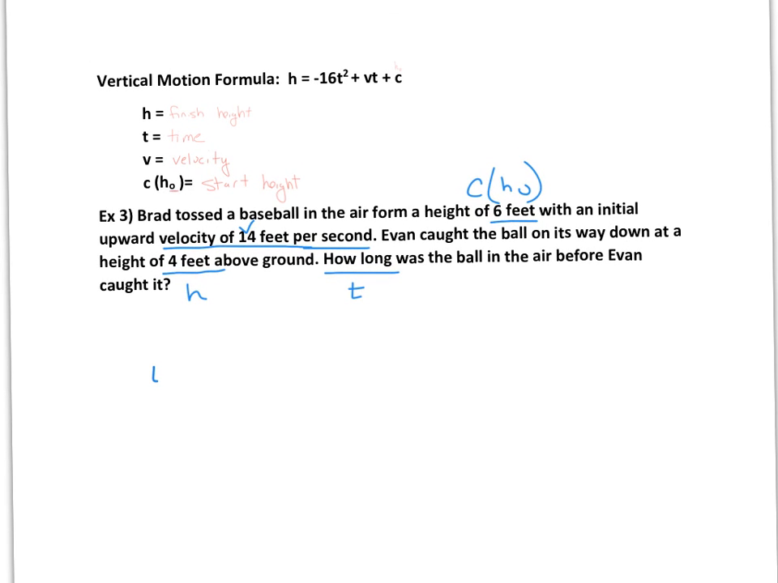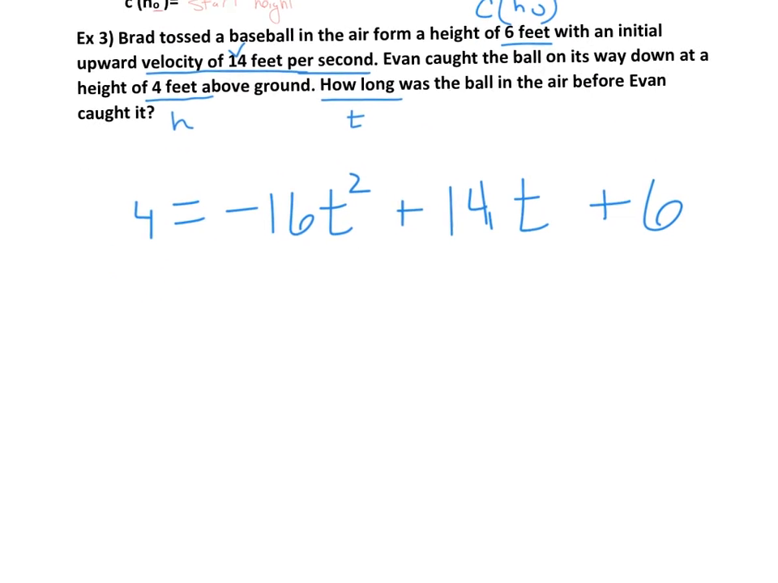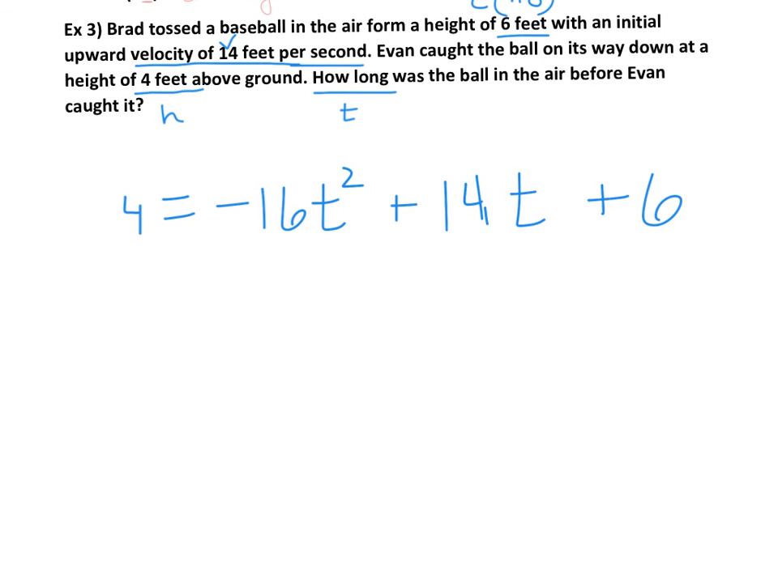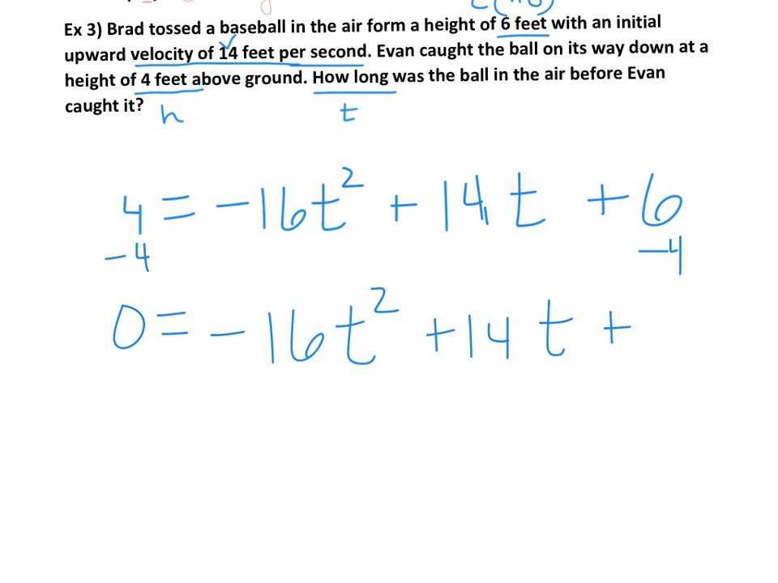So what I'm going to do is just plug in these numbers. My H value was 4 equals negative 16t squared plus your velocity, 14t, and then your start height was at 6. All right, so now you're doing exactly what we've been doing before. Set it equal to 0. So I've got 0 equals, and I'm going to subtract the 4 and bring it over and put it with that 6. I've got negative 16t squared, plus 14t, and plus 2.